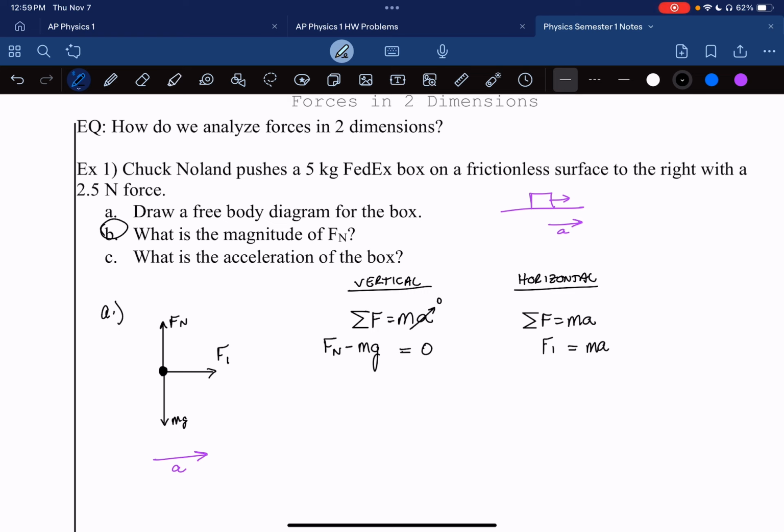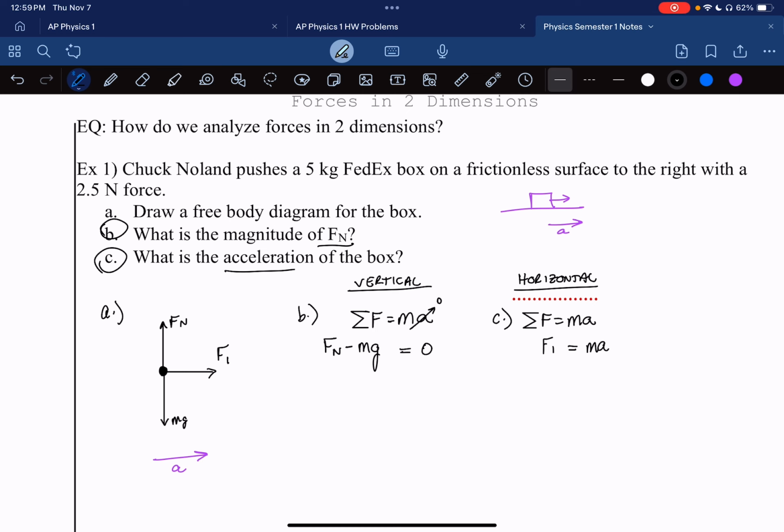Now let's solve B and C. B wants to know what is the normal force, but if we go to our equations, Fn is only one of those, it's in this one, so we're going to solve B here. And then C is about the acceleration. So we're going to go and solve this one over here for C, because the acceleration is in this equation.